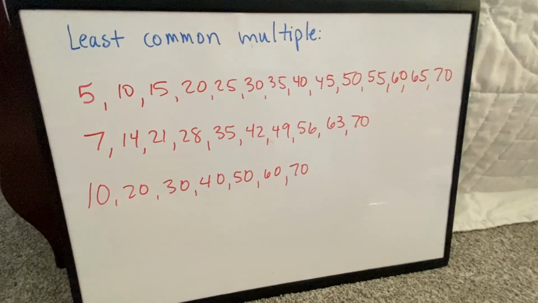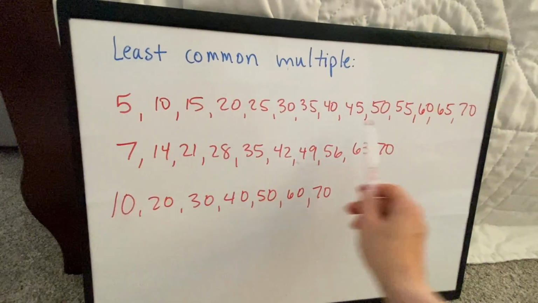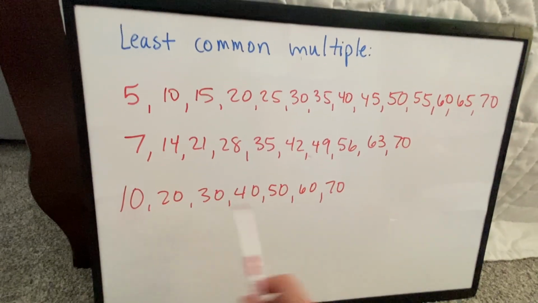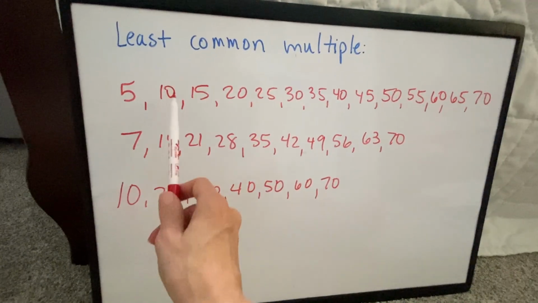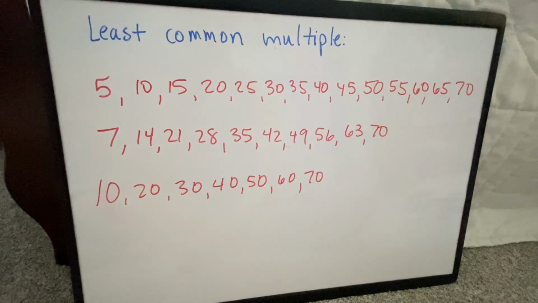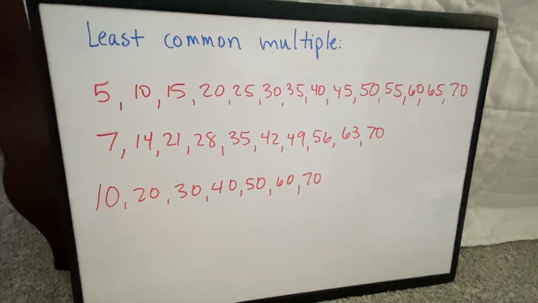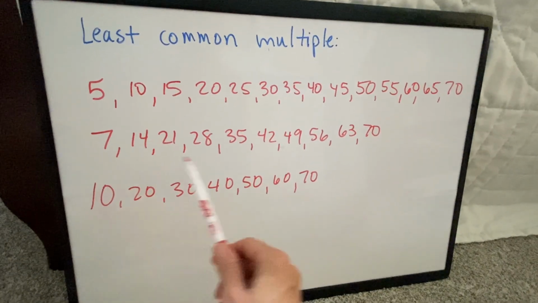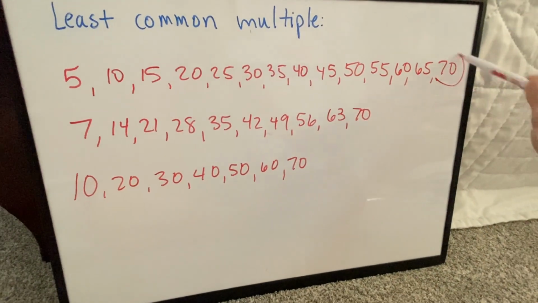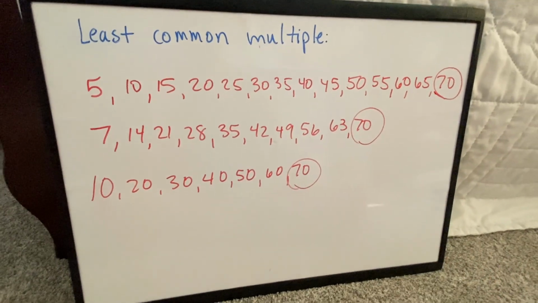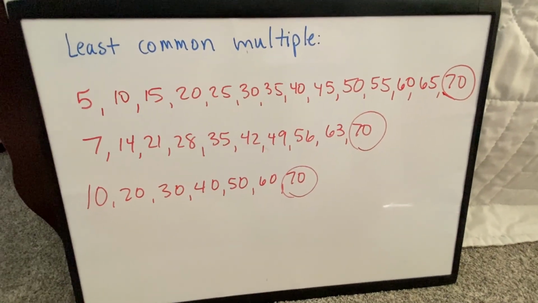If you noticed, I stopped on the same number in each one. Kind of cheated. So you do the multiples of 5, the multiples of 7, the multiples of 10, and ask which numbers are the same. I've got a 10 here and here, but there's no 10 in 7. I've got a 20 here and here, but none in 7. Let me look for something with a 5. We've got 35 and 35, but no 35 down here. If I look hard enough to find my match, I discover that 70 is in all of them, and it's the smallest one that is the same.